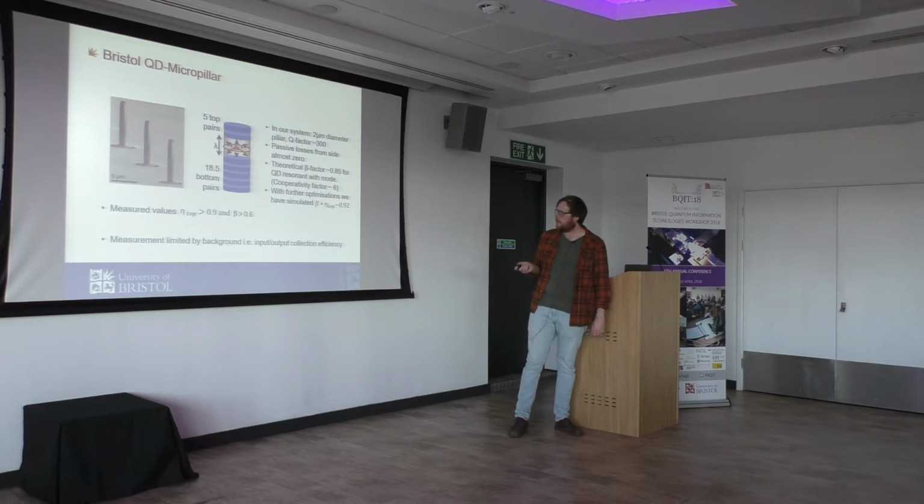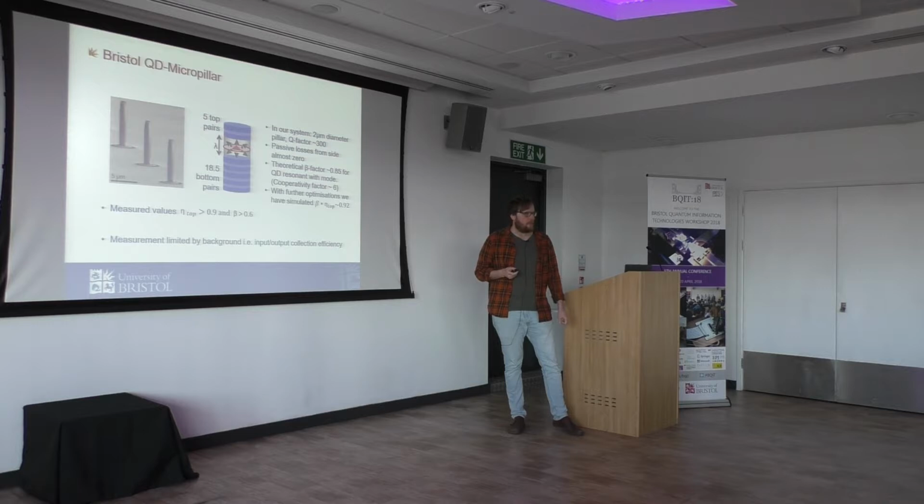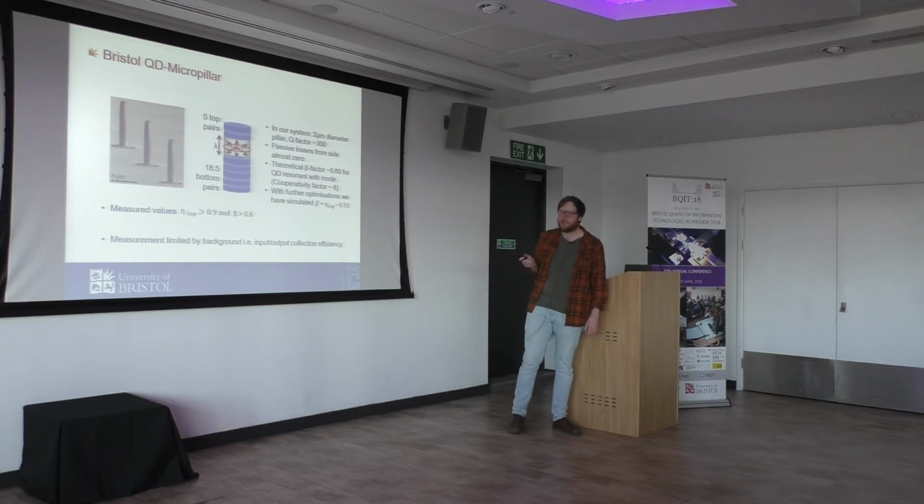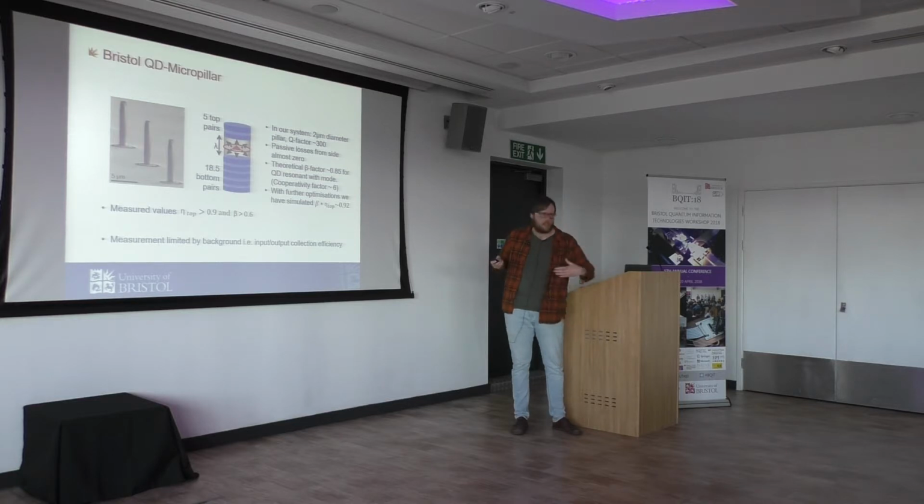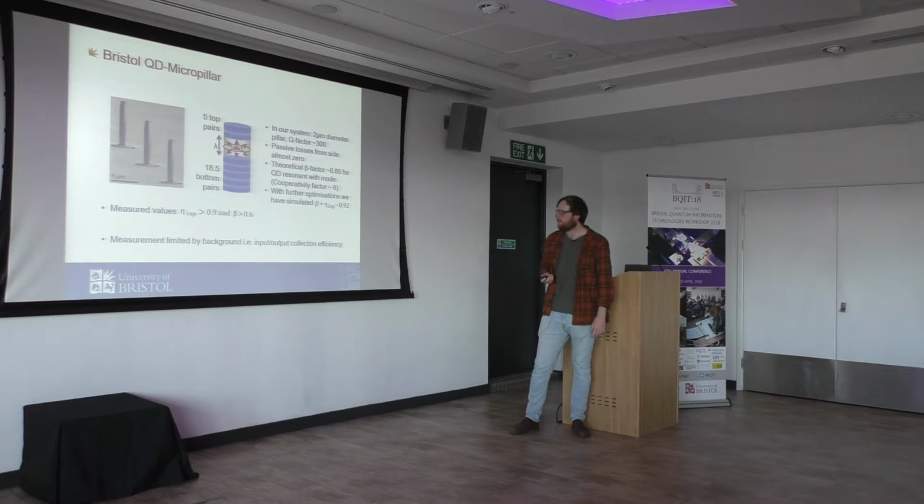The one we have in Bristol has 18.5 bottom mirror pairs, 5 mirror pairs on the top, it's 2 microns in diameter, and it only has a Q factor of around 300. The reason the Q factor is so low is because the reflectivity of this mirror has been reduced such that the escape rate is very fast and it dominates over all the other lossy channels.